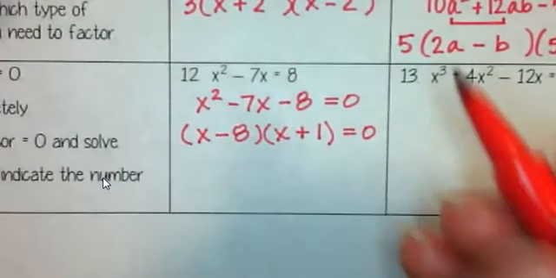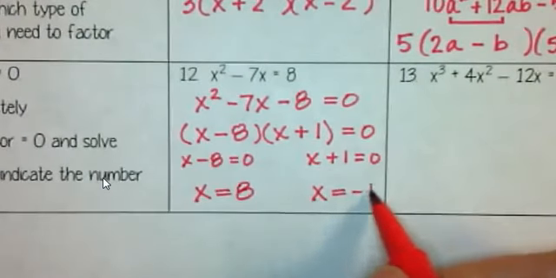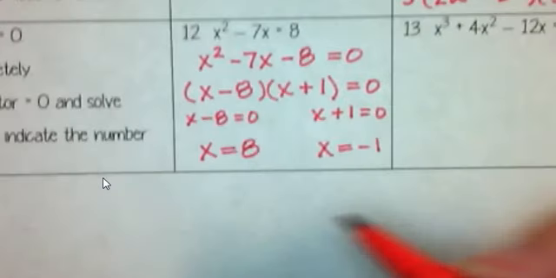So now that we have that, we're going to set each one equal to 0 and then solve. So here we're going to add 8 to both sides, so x is equal to 8. For this one, we would subtract 1 from both sides, so x equals negative 1. So for our answers, x could equal 8 or negative 1.